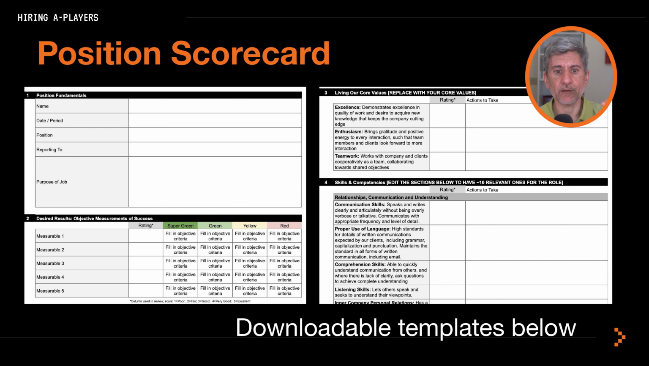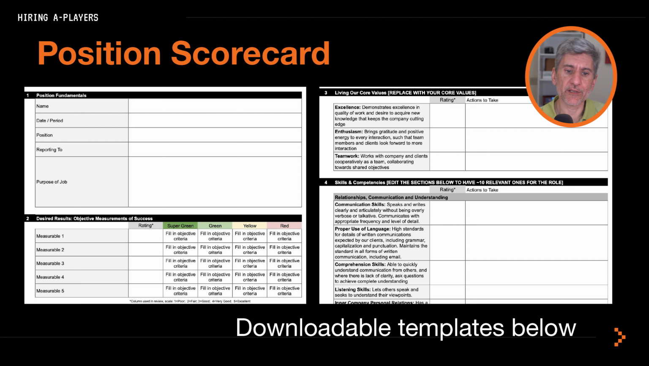Then section 3 here, living our core values. These are just placeholder core values. You'll have your own. I've got a separate video on how to do that. But these are the core values for one of my companies, and it was excellence, enthusiasm, and teamwork. And once again, this scorecard of this person, whether they're being interviewed or whether they are being evaluated, is on the core values, because those are important. That's our social contract at the business. Is this person living those core values, or are they not really? Are they a bad fit? So once again, this is going to flow through to the job posting. It's going to flow through to everything in the interview process and then beyond.